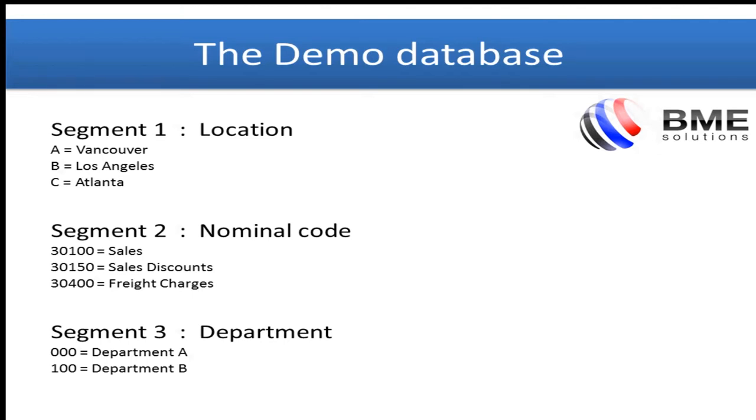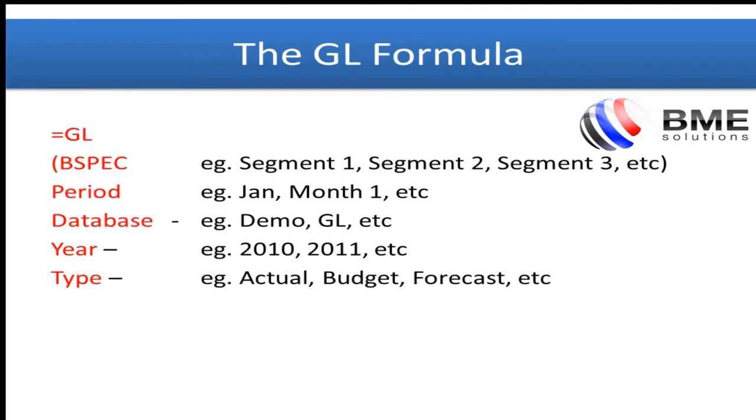And then segment 3 is your department code, which is characterized by a 3-digit number. So if I was to look at my sales accounts for Vancouver, for department A, in my ledger it would read A-30100-000, and that would be that account combination for Vancouver sales department A.